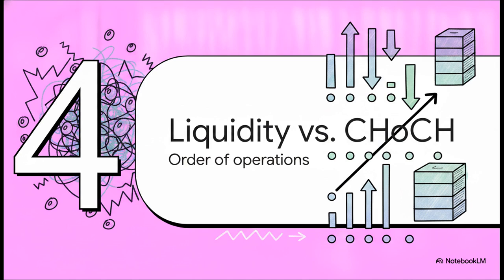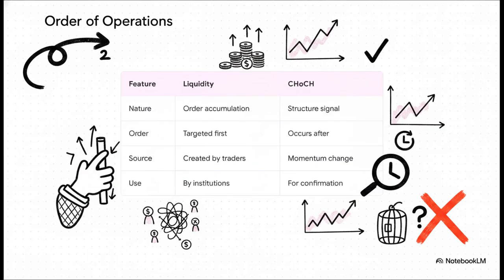All right, Section 4, liquidity versus CHoCH. It's all about the order of operations here. When we compare these side by side, the whole puzzle really comes together. On the left side, we have liquidity. This is an area where orders accumulate. It is targeted first by the market. It's unintentionally created by retail traders placing their stops and actively used by institutions to fill massive orders.